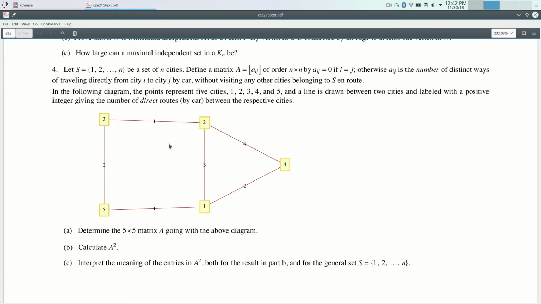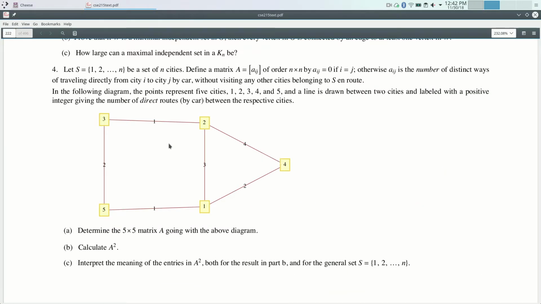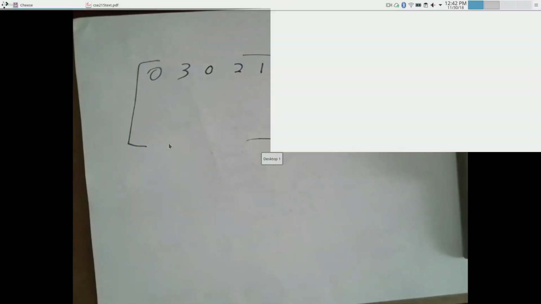So the top row, from city 1 to 1 is going to be 0, right? So I'll put a 0 in that diagonal spot. The number of direct routes from city 1 to city 2 is 3. So I'll put a 3 in that next spot. Direct routes from city 1 to city 3 is 0, right? Because there's no edge there, so I'll put a 0 in that spot. From 1 to 4, there's 2, and from 1 to 5, there's 1. So the top row of the matrix would look like that.